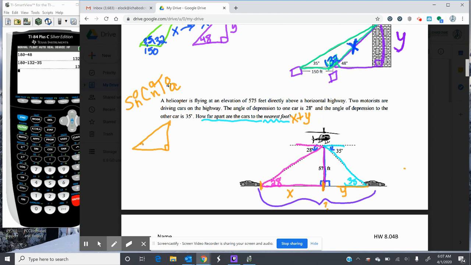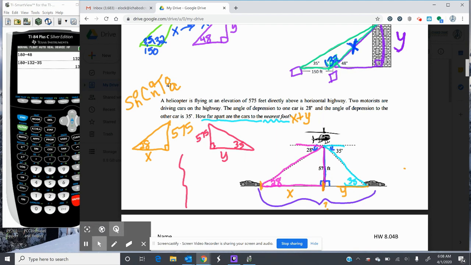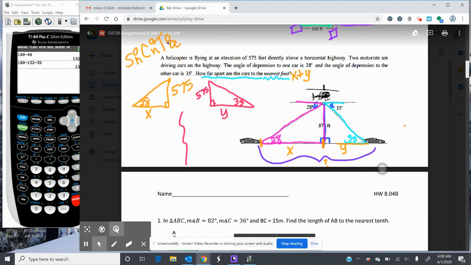So here we have 28 degrees, we have 575, and you're looking for side X. The second right triangle, you have a 35-degree angle, side Y, and again, 575 is that height there. So you'll need two trig functions to find X and one to find Y, and then you'll add those up for your final answer. So there's a few hints, 1 through 4.